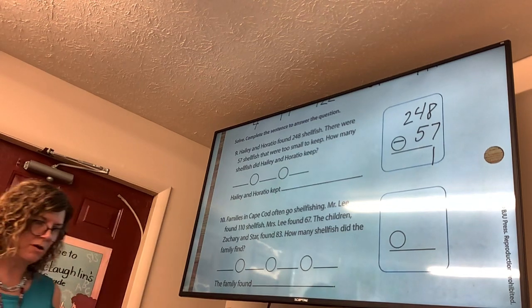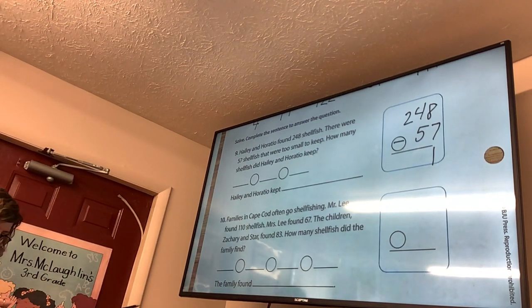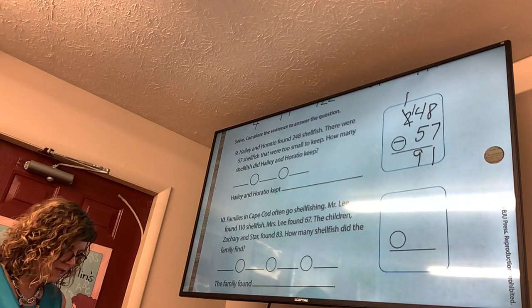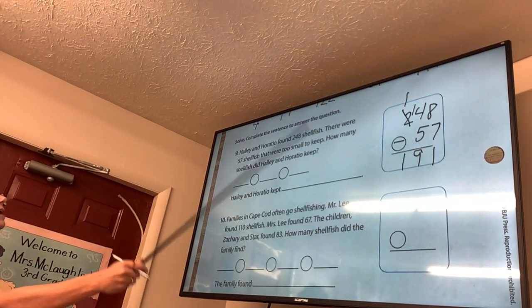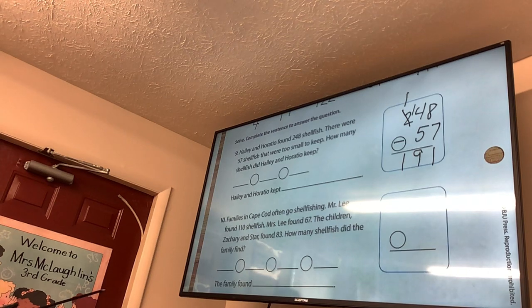Can't do that. No. So we go to the hundreds, cross out the 200s, it becomes 100, and now that 4 tens is 14 tens. 14 minus 5 is 9. Very good. Who is that? Chase. Good job, Chase. 14 minus 5 is 9, and 1 minus nothing is 1. So our answer is 191. So we're going to write it going across.